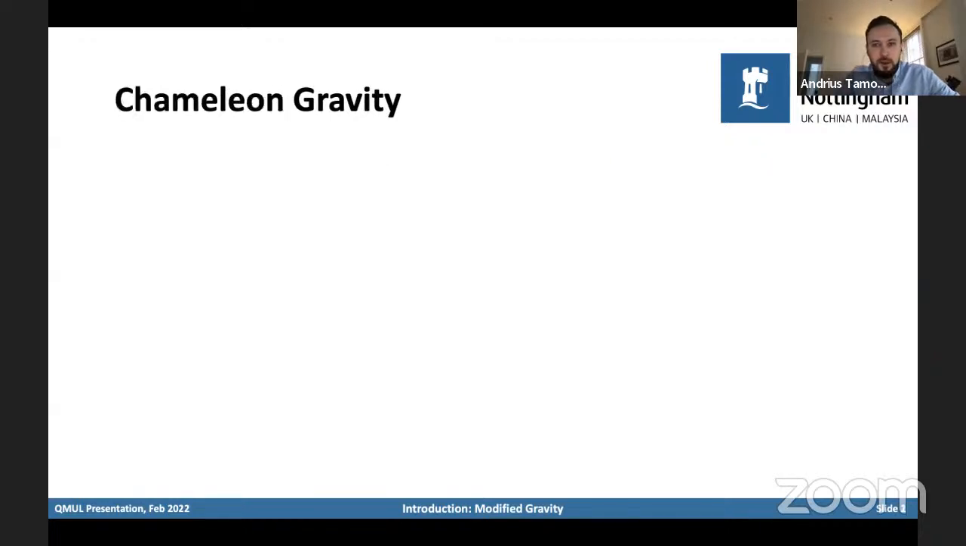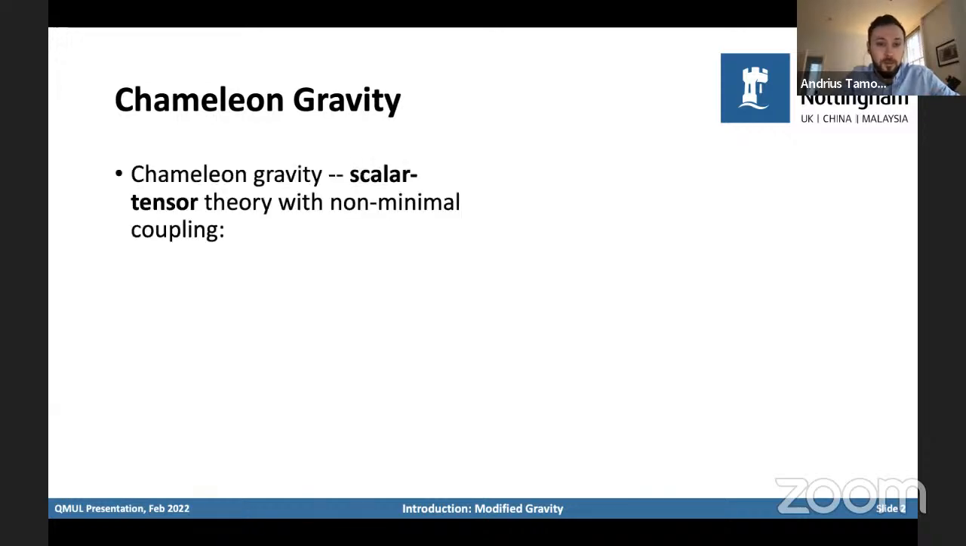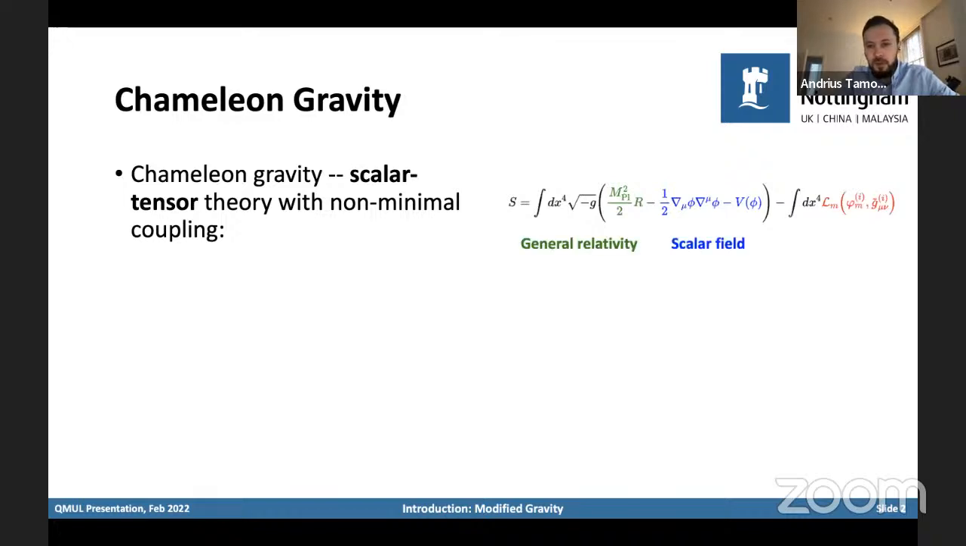Now, in this talk, we're going to be focusing on models that have screening mechanisms. Perhaps one of the most well-known examples is the Chameleon Gravity model. It's a scalar-tensor theory with non-minimal coupling. As you can see, you have the GR part in the action plus an extra scalar field with a particular potential that we're going to look into in a moment, and a particular coupling that's defined here in the matter Lagrangian part.